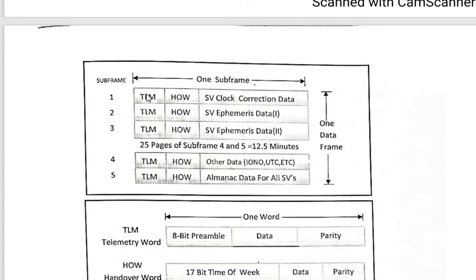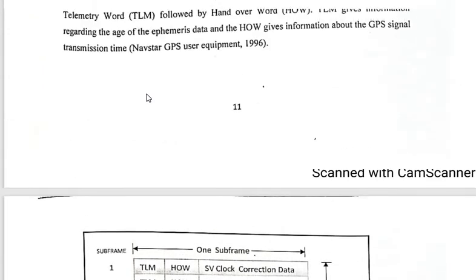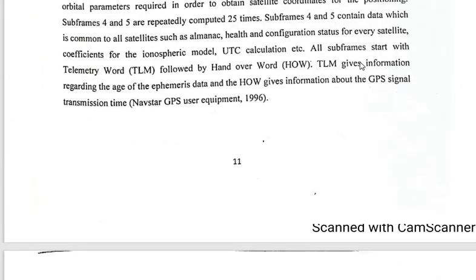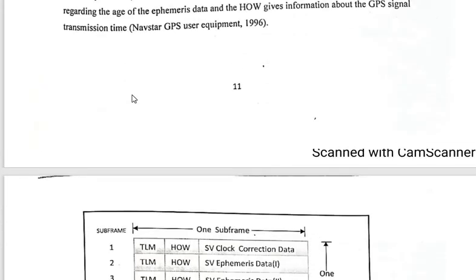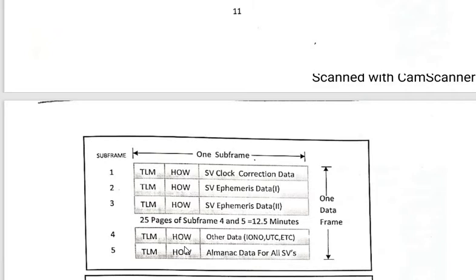In the telemetry data, you will see the age of the ephemeris data, like how old it is. Then the handover word will give you information about the GPS signal transmission time, how much time your GPS signal is taking for the transmission.